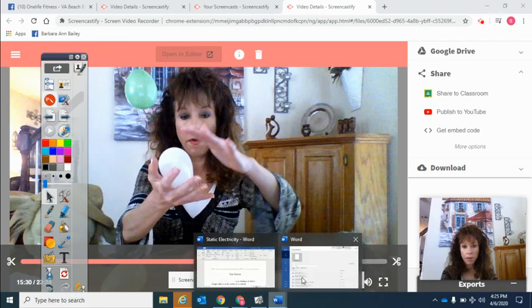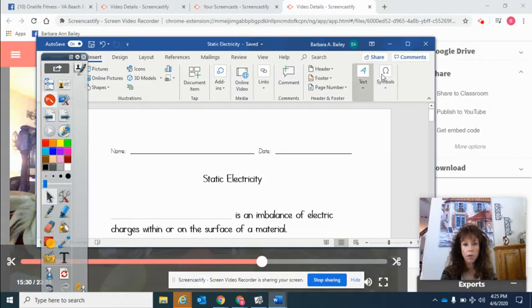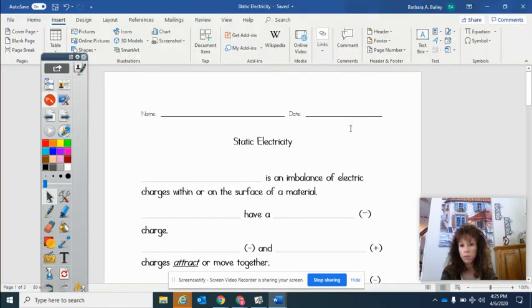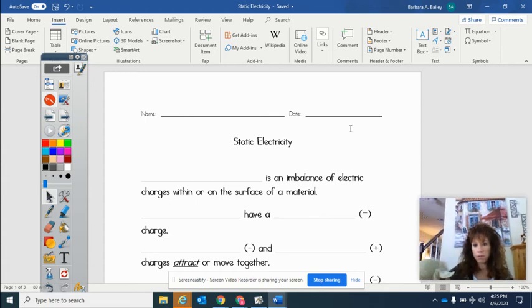Hey guys, I'm back and we're just going to review what we did on our static electricity experiment with the balloons. It kind of worked, not as well as I was hoping, but I do have Yoda here and he is recovered from being rubbed on and he's ready to listen and learn more about static electricity.